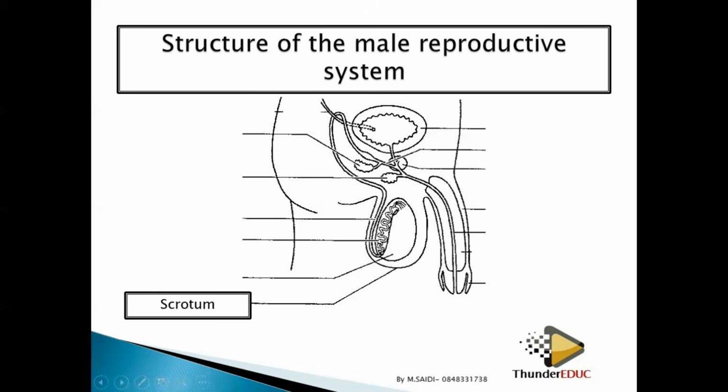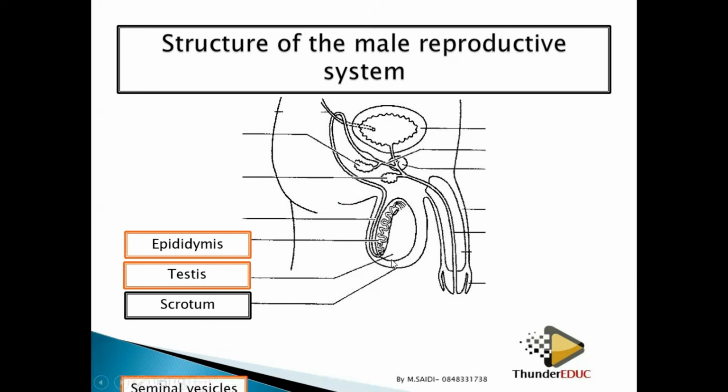The male reproductive structure is made up of what is called the scrotum. Scrotum is the outside part, which keeps the testes. Then the second one is the testis. So the scrotum covers the testis. We're going to see the functions in detail. Then we have the epididymis. Epididymis is this coiled part you see. This coiled part stores the sperm so that they can mature.